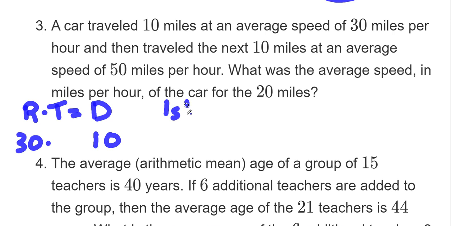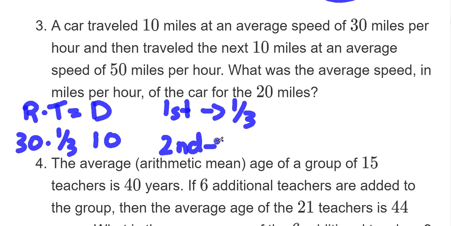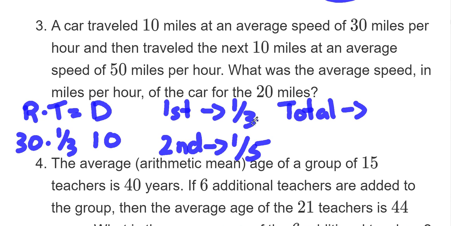So the first trip, 30 times a third is 10, okay? This first trip took 1/3 of an hour. Second trip, for very similar reasons, I'm going to put 50 here instead, okay? 10 and 50, so it's going to be 10 over 50 or 1/5 of an hour, okay? And the total time is a third plus a fifth, okay? So that's just 8 over 15, okay?